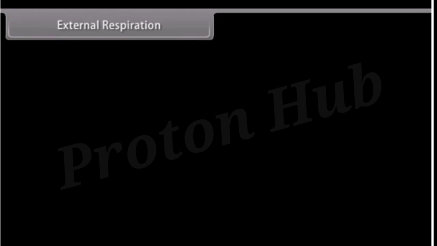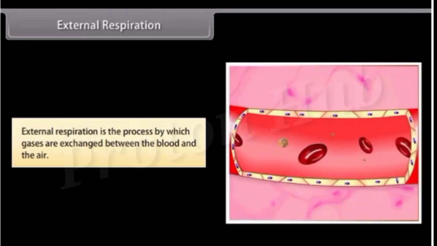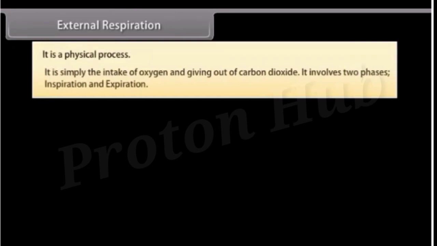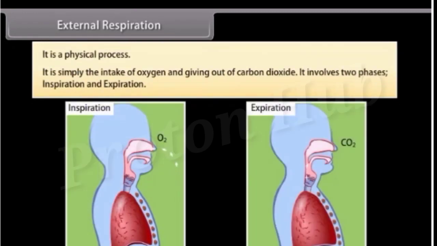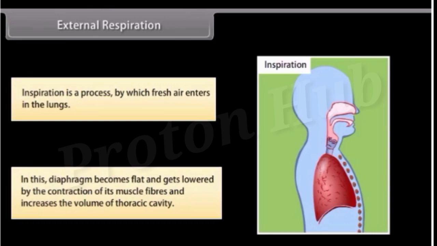External respiration. External respiration is the process by which gases are exchanged between the blood and the air. It is a physical process. It is simply the intake of oxygen and giving out of carbon dioxide. It involves two phases: inspiration and expiration. Inspiration is a process by which fresh air enters the lungs. In this, the diaphragm becomes flat and gets lowered by the contraction of its muscle fibers and increases the volume of the thoracic cavity.